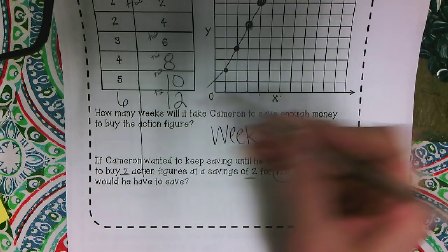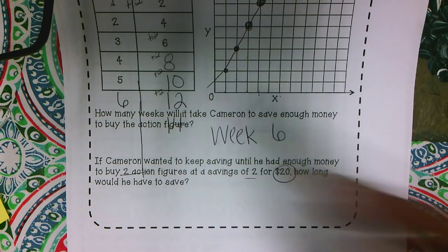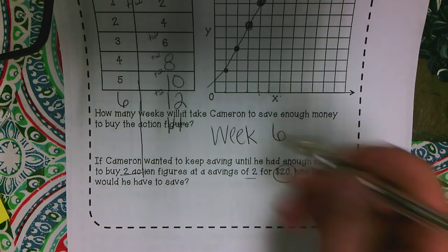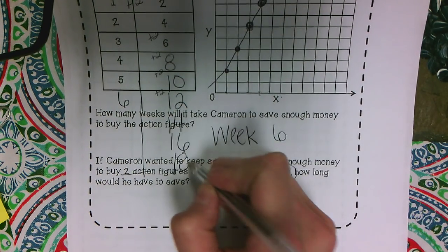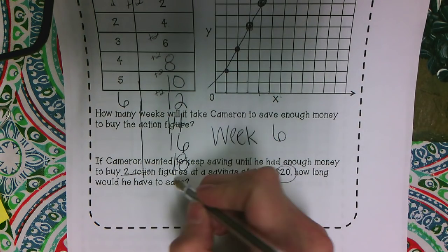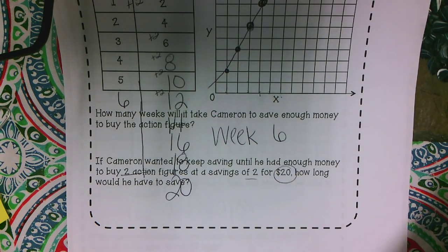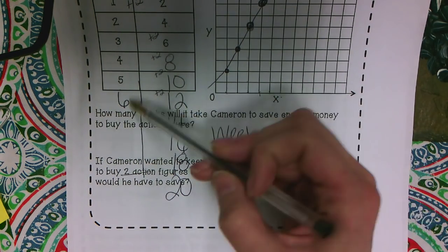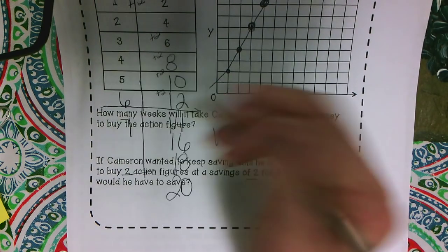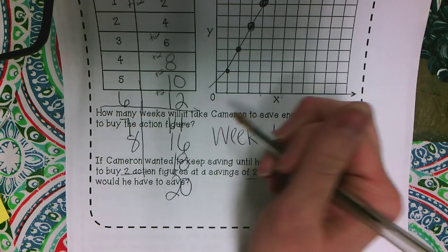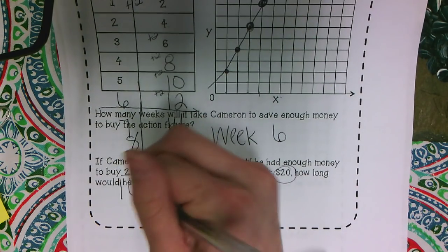So 12, add $2, that would be 14. 14, add $2, that would be 16. 16, add $2, that's 18. 18, add $2, there's our $20. So now we need to add our weeks. So 6 was 12, so this would be 7, 8, 9, and 10.